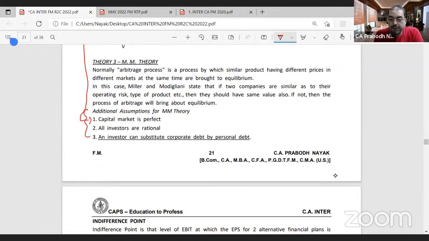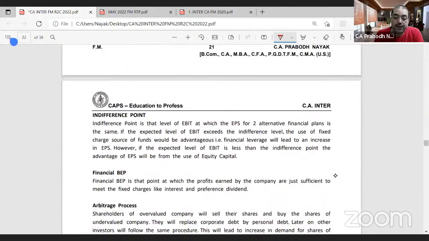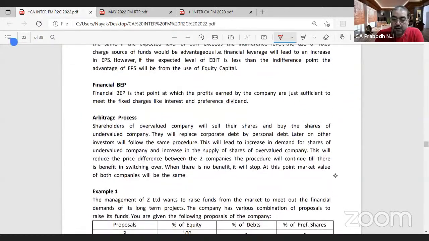For MM theory, there are additional assumptions you have to take care of. And the most important thing over here is the arbitrage process. So whenever the word arbitrage comes in the theory, what is the arbitrage process? I told you. Normally, two companies having similar businesses, having the same type of production lines, should have the same value. Since they don't have the same values, the market investors try to bring equilibrium in the values of the two companies. How? The shareholders of the overvalued company start selling off their shares and purchasing the shares of the undervalued company.